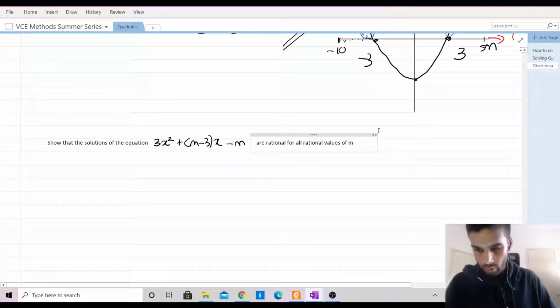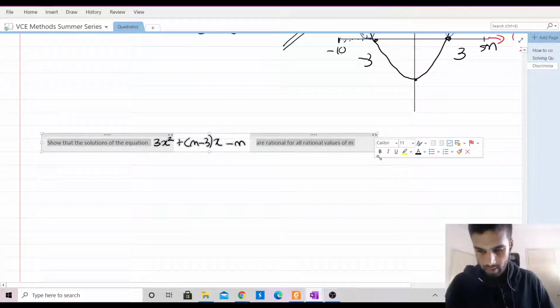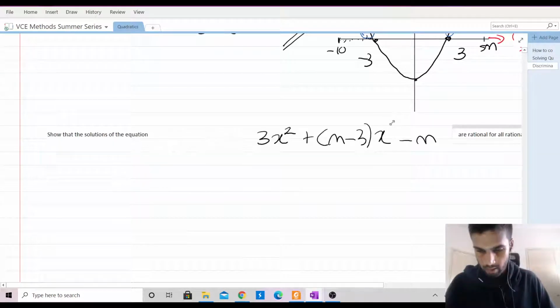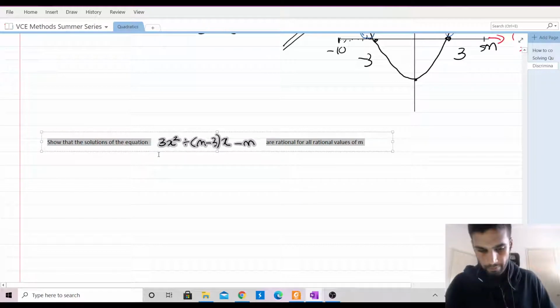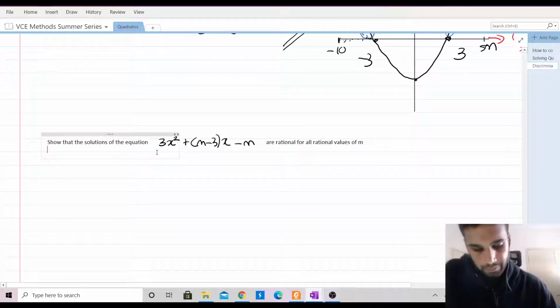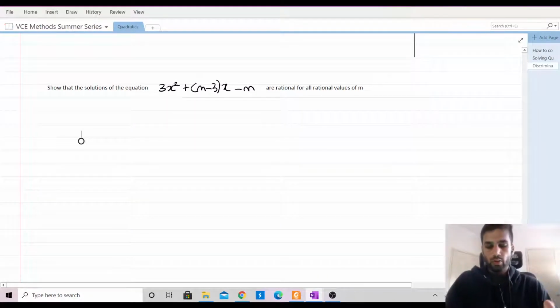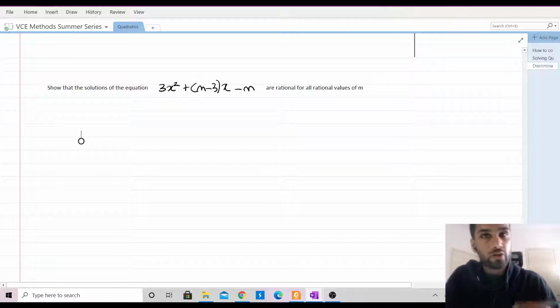It's a bit unorthodox way of writing something, but if I just get this and just make it a bit bigger, it's too big. Let's have a go at this question. So we want to show that the solutions for this equation, which has m twice, is rational. So first, what does rational mean?